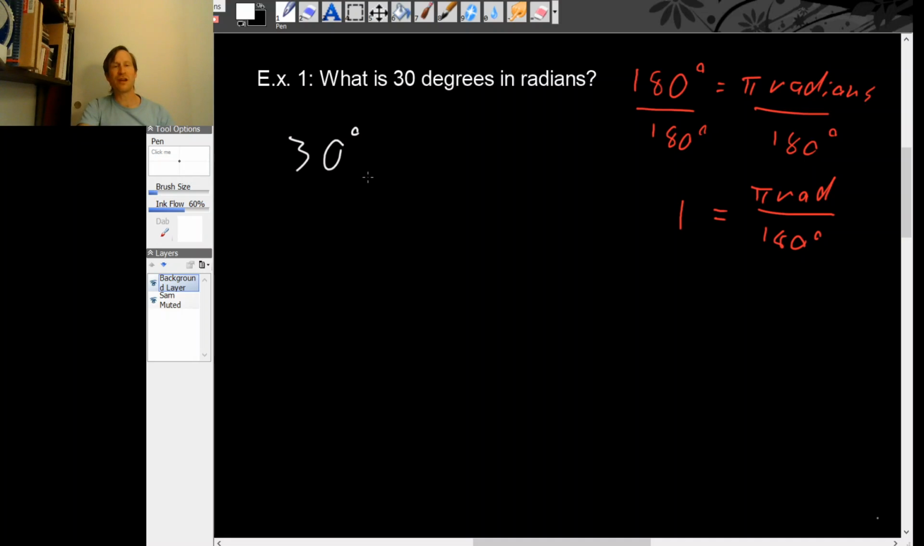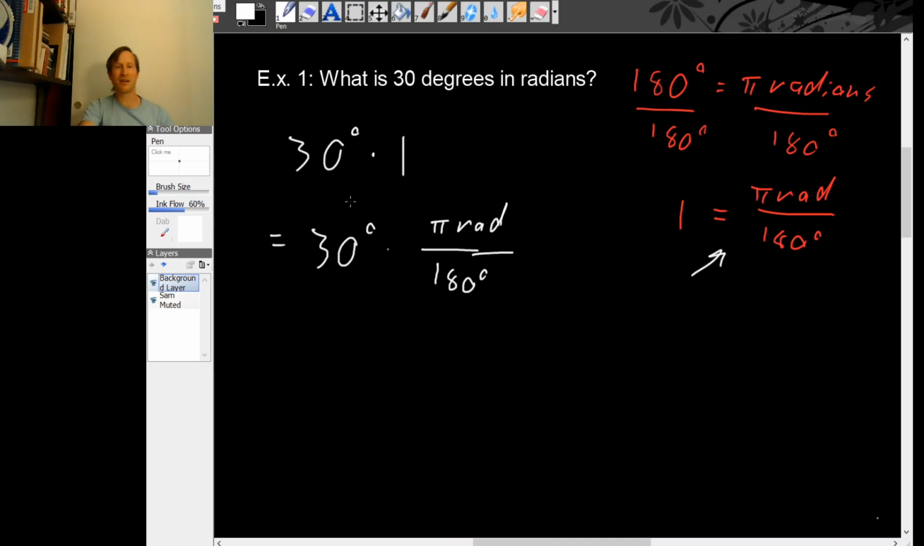So to convert 30 degrees to radians, we don't actually want to change what this angle is, we just want to change the units. Since we don't want to change what this angle is, really the only thing we can do to it is multiply it by 1. But we now know that 1 is actually equal to pi radians over 180 degrees.